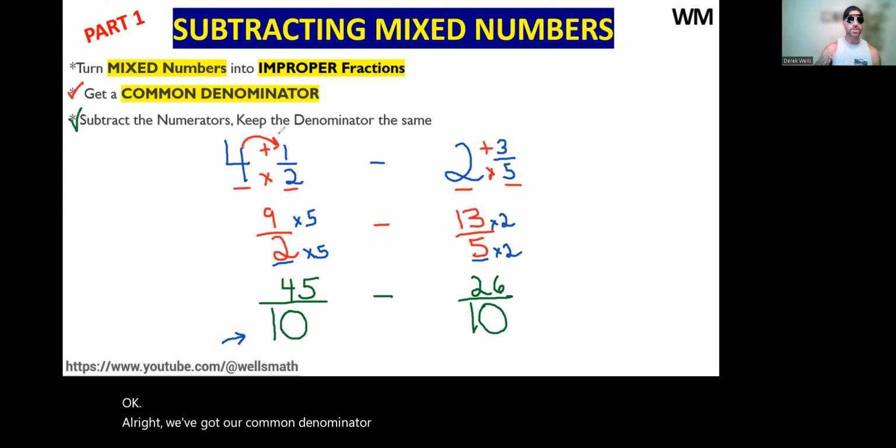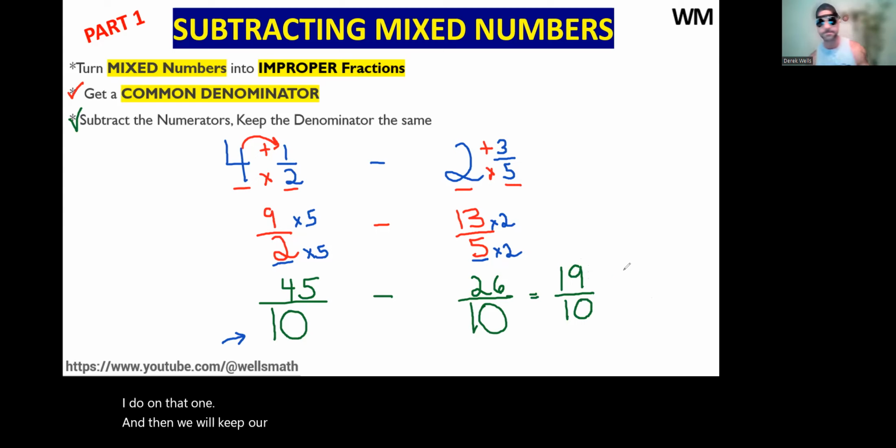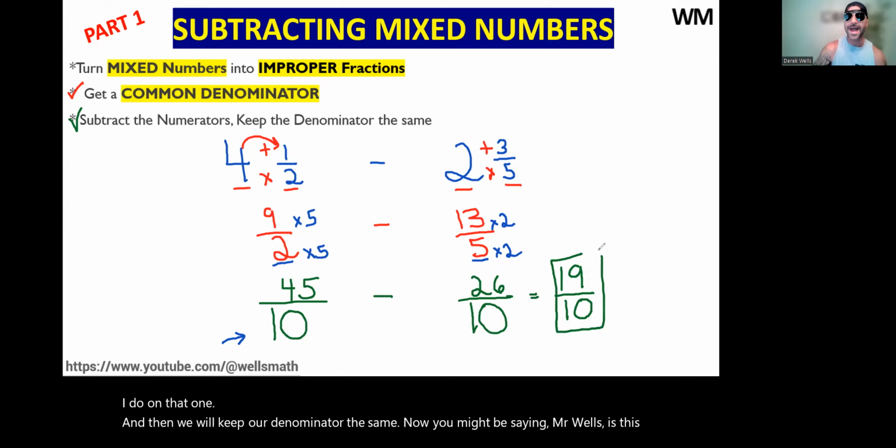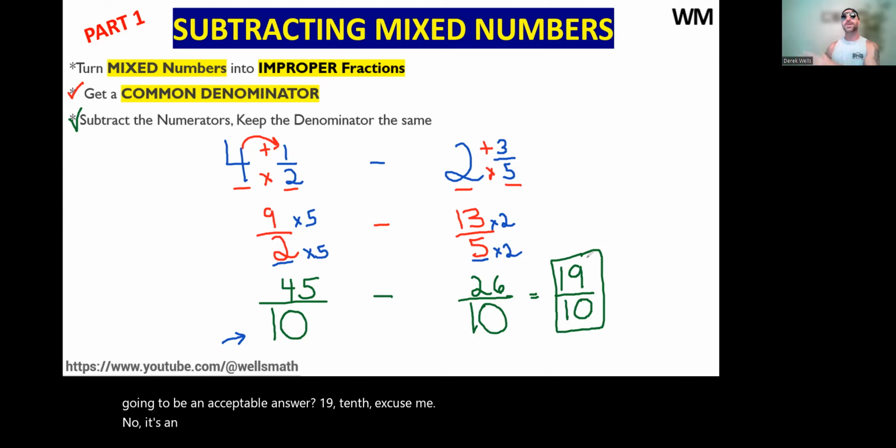Step 3 says subtract the numerators. 45 minus 26 is, my human brain says that is 19. I don't really trust my brain, but do on that one. And then we will keep our denominator the same. Now you might be saying, Mr. Wells, is this going to be an acceptable answer? 19/10, excuse me. No, it's an improper fraction. We need to change it back into a mixed number.